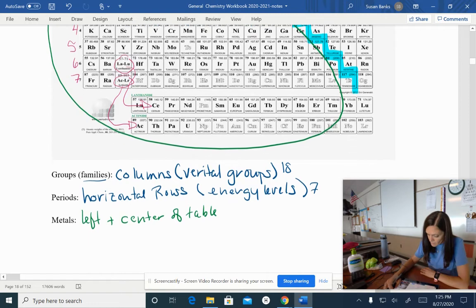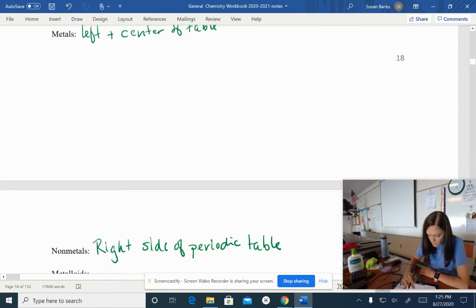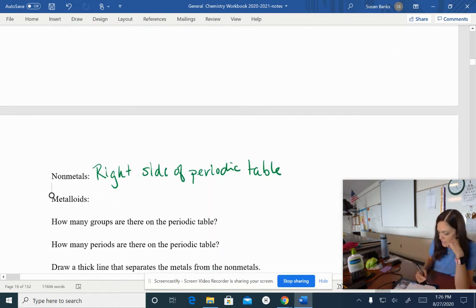Okay? So we get into metalloids. Metalloids are kind of in between. They have properties of both metals and nonmetals.